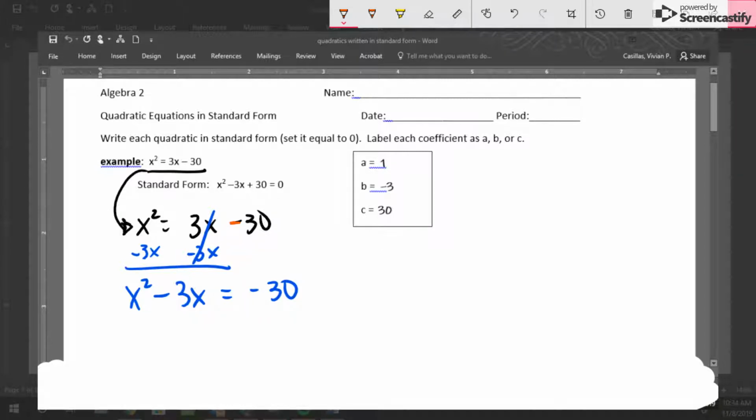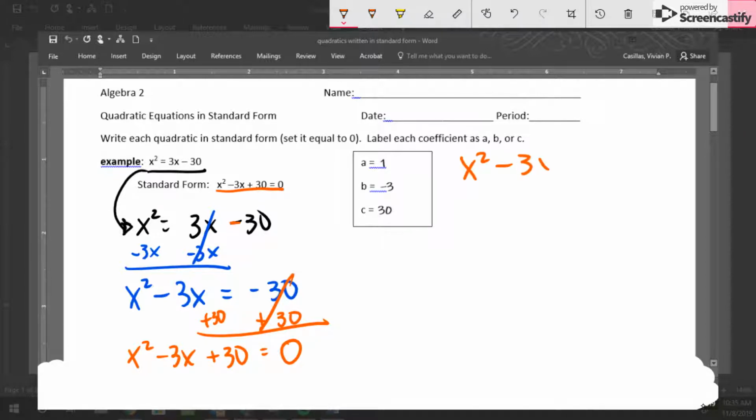And it's still not in standard form because it does not equal 0. So instead of a negative 30, you're going to add 30 to both sides. There is no number right here that's by itself, so it doesn't have any like terms. So I'm just going to tack it on to the end of this side. And now 30 and negative 30 make 0. That is my equation in standard form, which is what I've written right here.